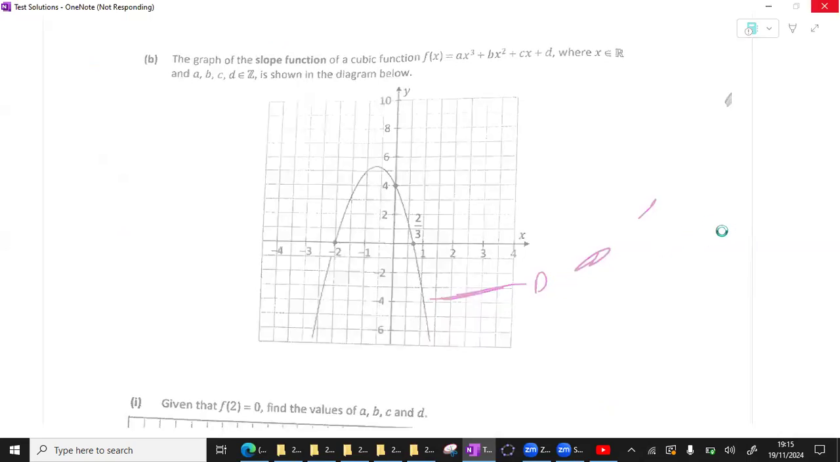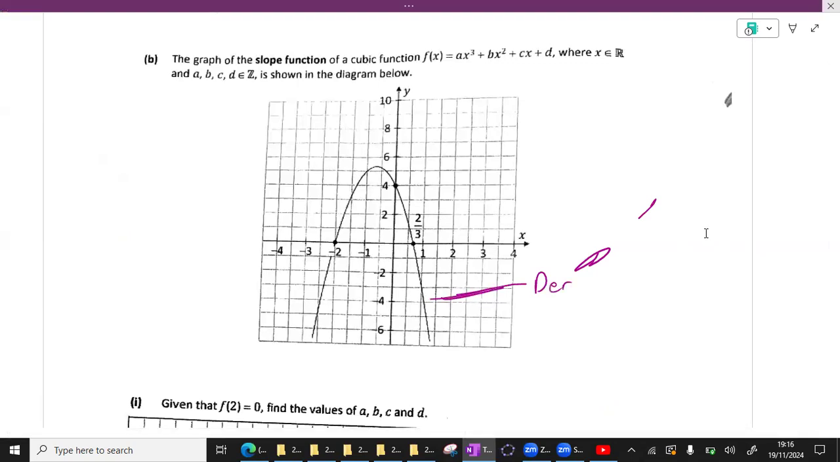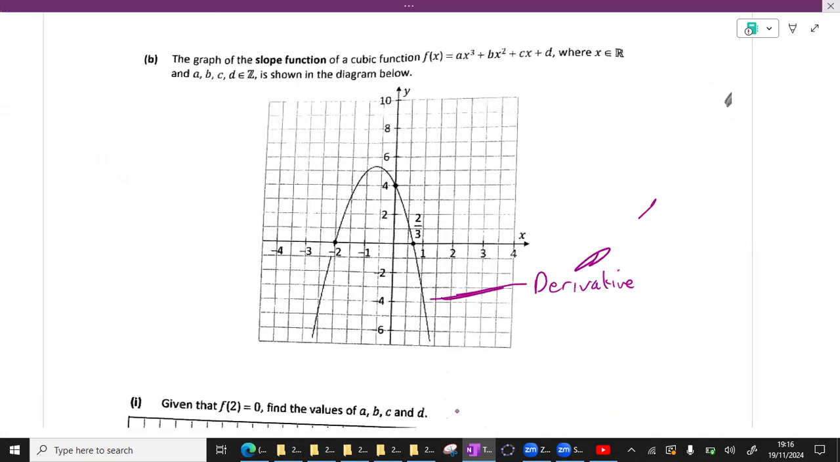So the slope function is the one that I've been given, and then I know that this came from this other function. So that's my derivative there. Now it says, given that f of 2 is equal to 0, find the value of A, B, C, and D. So they're basically telling you that if you were to fill 2 into the original, you're supposed to get 0.